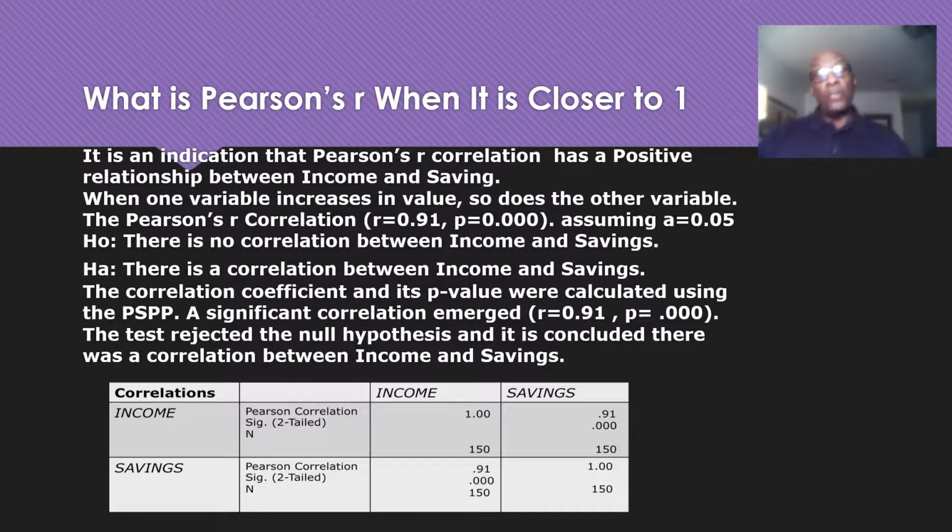The null hypothesis states there is no correlation between income and savings. The alternative hypothesis states there is a correlation between income and savings. The test rejected the null hypothesis. It is concluded there was a correlation between income and savings.